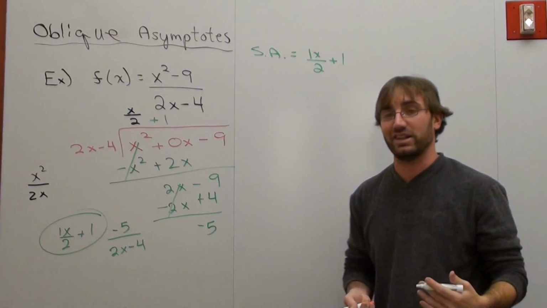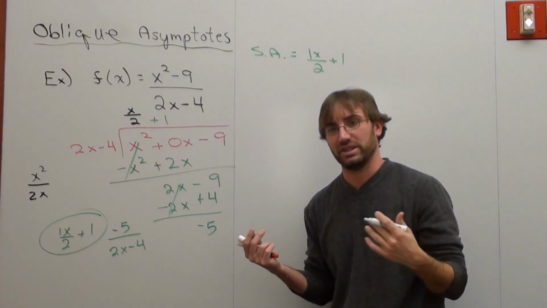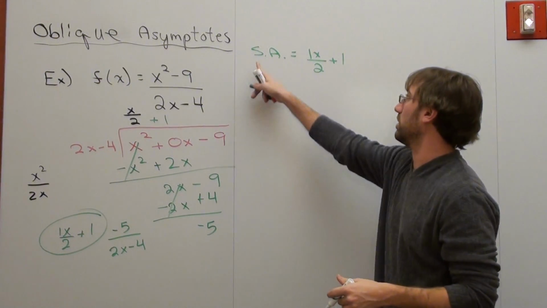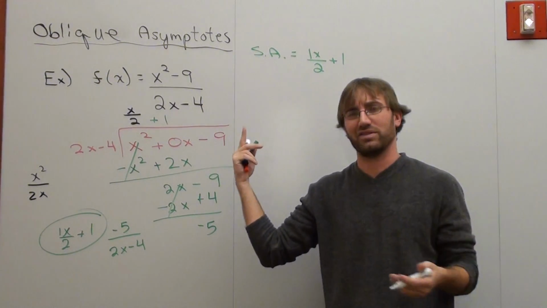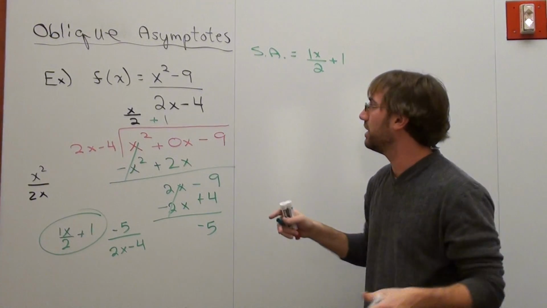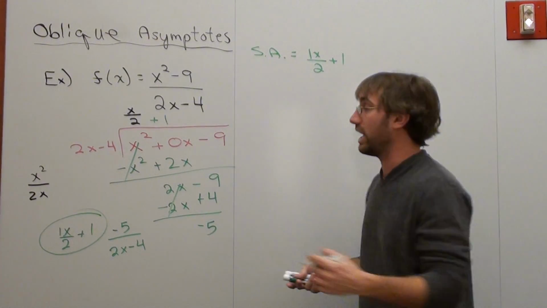We don't have a horizontal asymptote because we're not going to have a horizontal and a slant asymptote. We have a slant asymptote. You can call it an oblique if you want to, OA. Whatever. Now we're going to see if there's a vertical asymptote.